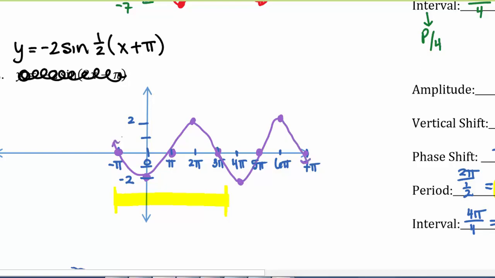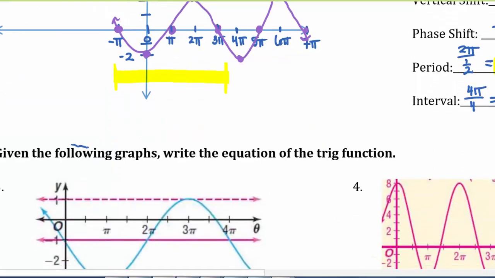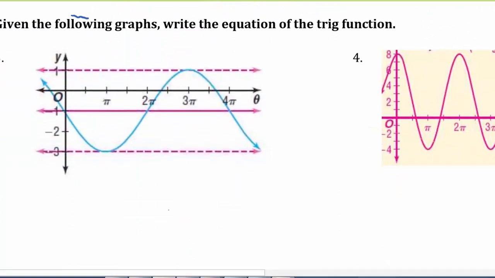Alright, so there are my 2 periods for this equation. Alright, so we're going to move on to moving backwards. Again, you can pause this, you can rewind this, you can rewatch bits and pieces of it, but make sure if you have questions, you're writing them down somewhere on this sheet of paper so you can ask them the next time we meet.